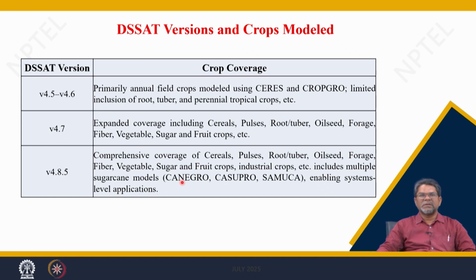That covers almost all 45 crops, like cereals, pulses, root, tuber, oilseed, forage and industrial crops, and it includes multiple sugarcane models also, enabling system-level applications. So, these are the several crops available in the DSSAT platform. Most of the field crops you can see, and different locations are also available. For the Indian condition, the major crops are available in the DSSAT platform.